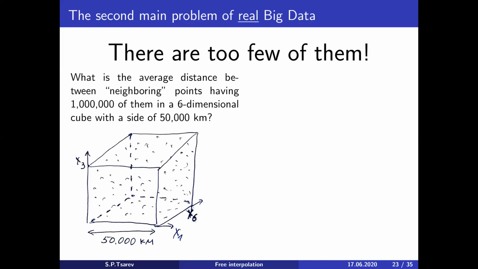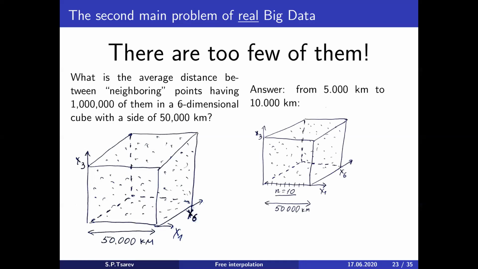It's a six-dimensional box. We have 2 points, each has 3 coordinates. So we have a six-dimensional cube with a side of 50,000 kilometers. Well, suppose we just splash 1 million points inside such a cube. What will be the distance between them on average, even for some stochastic distribution of points? The answer is, well, dramatic. The distance will be about 5,000 kilometers at least.